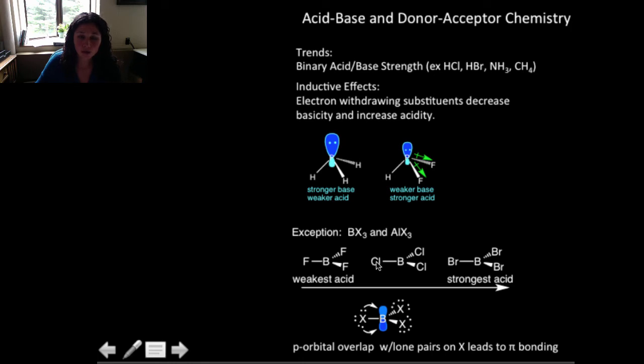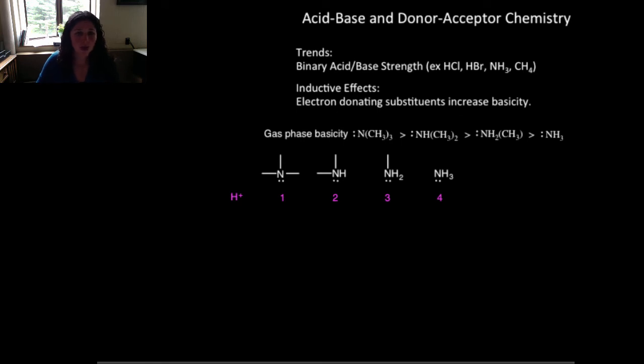Chlorine is too large and bromine is even larger, and so there's not good overlap between the boron orbitals and the chlorine or the boron orbitals and the bromine. And so here you have almost a pi bond between the fluorine and the boron, whereas you can't have that sort of stabilizing effect with chlorine and bromine. So p orbital overlap in this case can lead to pi bonding, which stabilizes the acid and makes it less reactive.